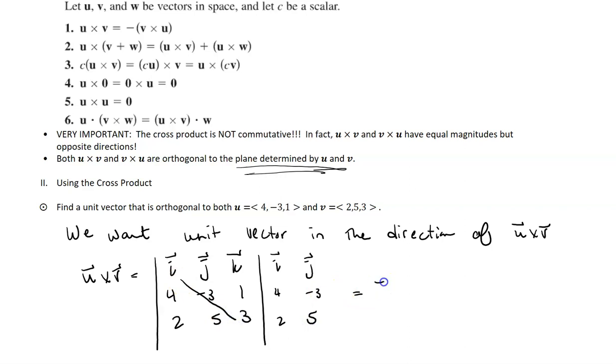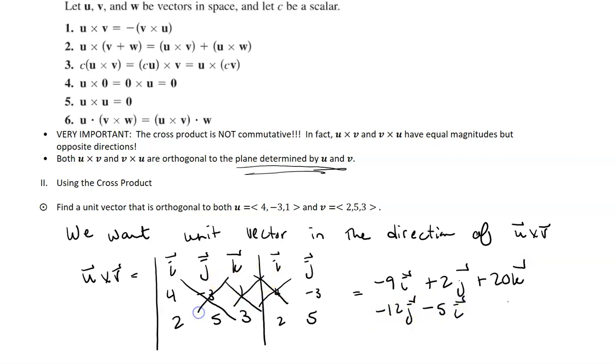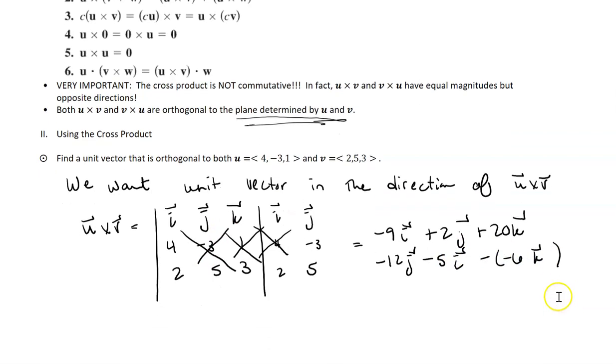So I get negative 9i plus 2j plus 20k minus 12j minus 5i minus negative 6k. And that all adds to give me, let's see, we'll have negative 14i minus 10j plus 26k.